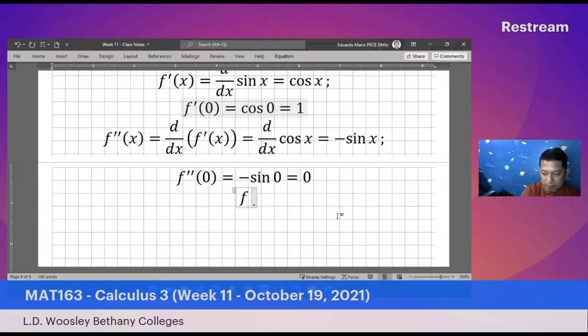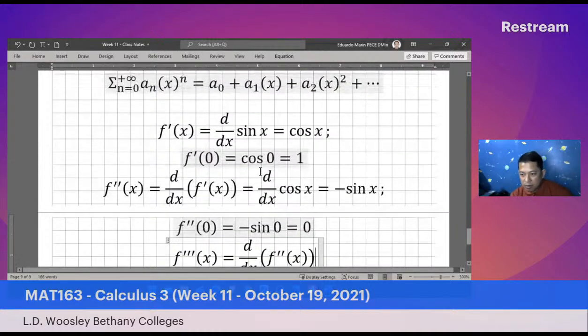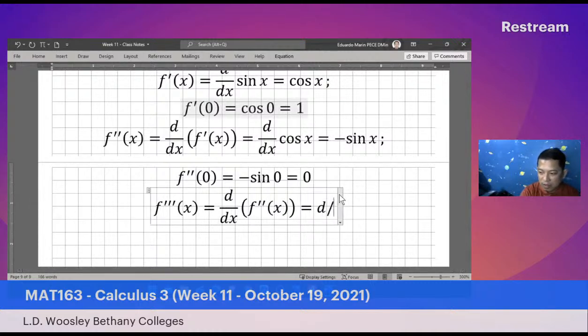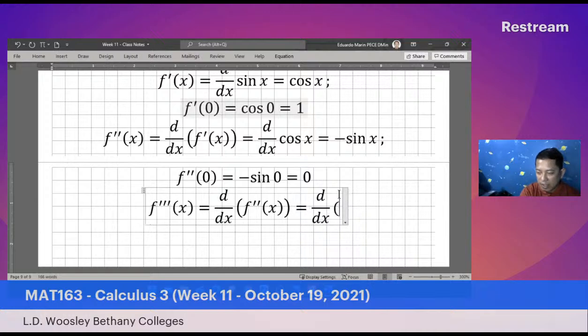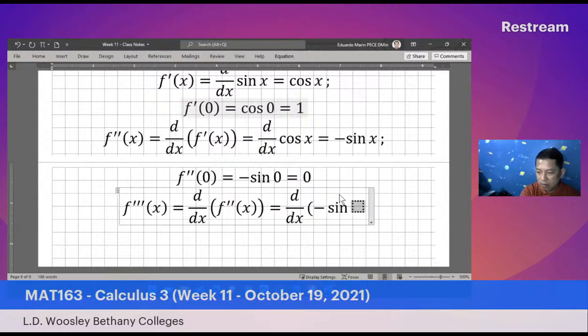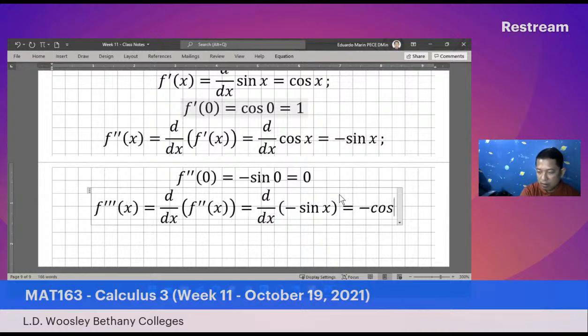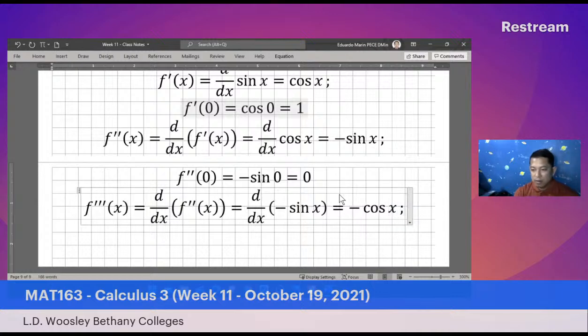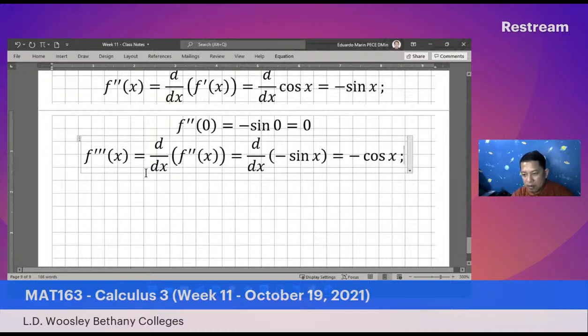f triple prime of x is, of course, the derivative of f double prime of x, which is actually equal to the derivative of negative sine of x. And what's that? That is negative cosine x. Then we could solve for the f triple prime of 0 for this case.